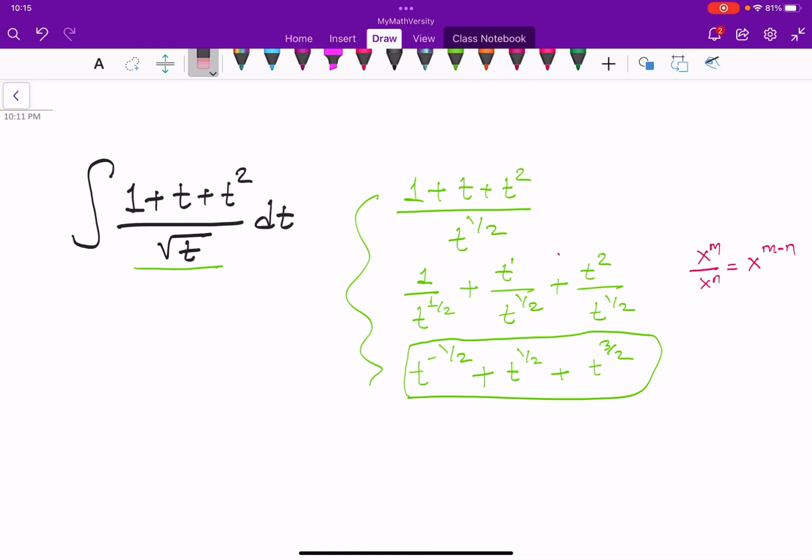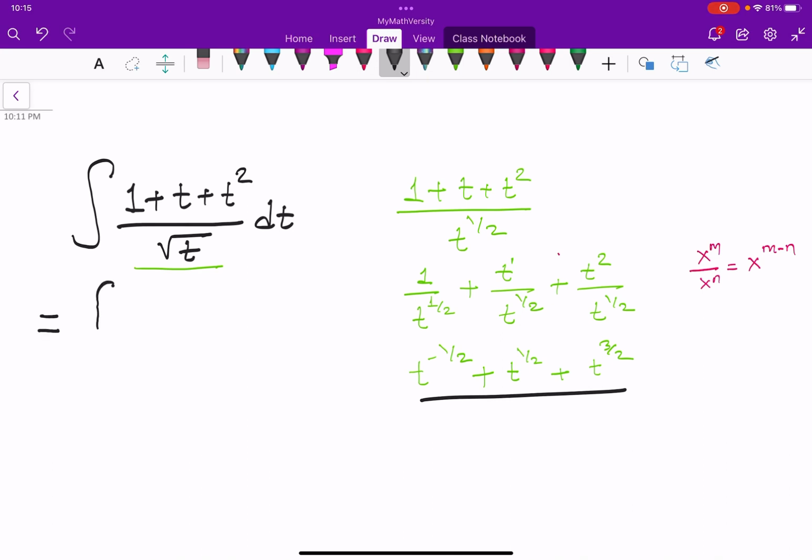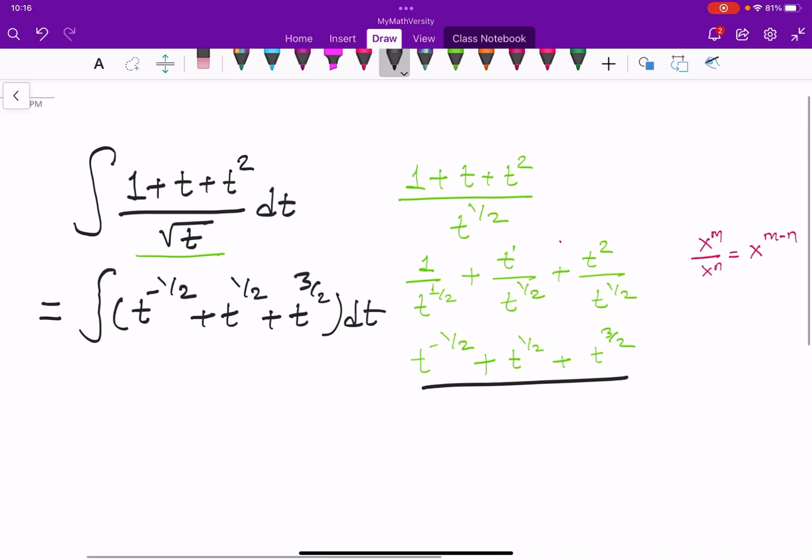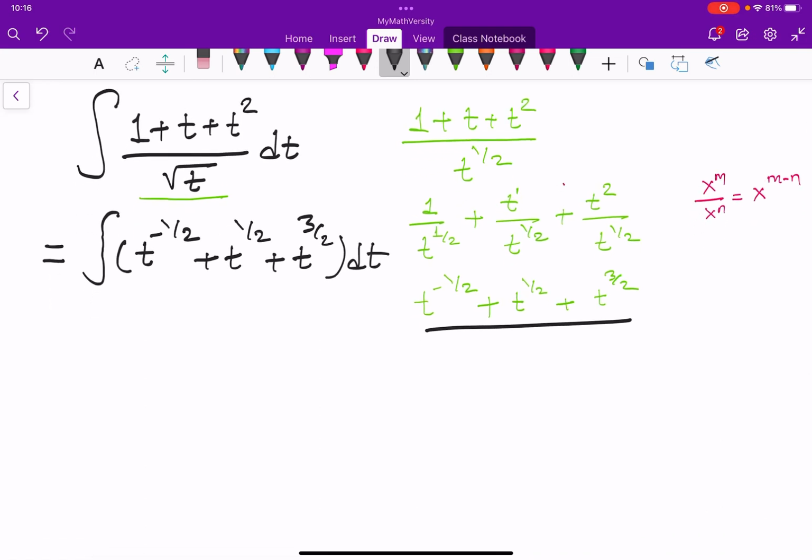So let's work with this alternative form. Rather than integrating the current format, I want to integrate t to the power negative 1/2 plus t to the power 1/2 plus t to the power 3/2. Don't assume you can always split a quotient this way and then find the antiderivative, but in this particular case we are able to, so why don't we use it? Each term can be integrated with the power rule.